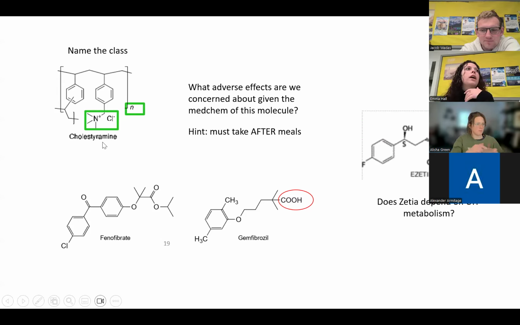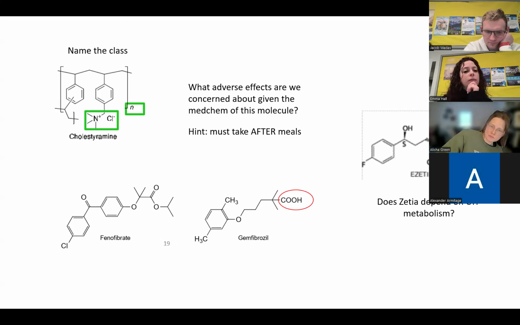You may see more constipation, we may see more bloating in these patients, and definitely counseling our patients that we want them to take this after meals, right? Because that's just when bile acid is actually excreted. So if you don't have a meal in your system, it's not going to work.